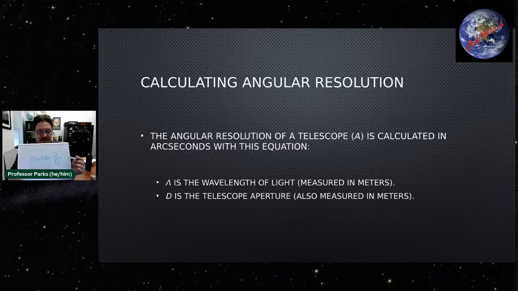Now, on the slide, I say that lambda and D are in meters. Really, it can be in any length unit, so long as you're consistent. So it can be both in meters, both in centimeters, both in microns. It doesn't matter so long as they're both equal, and basically that unit goes away. And then finally, what you get is this angle theta in radians, which you can then convert into degrees or arc seconds or what have you. So this is a simple description of angular resolution.